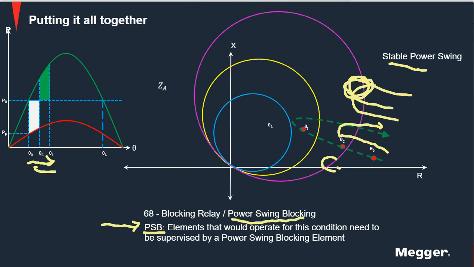Okay, so during these conditions, you want to activate something that says, okay, this is a power swing. I don't want you guys to overreact and trip and make things worse. Let's let this thing play out, and we'll see if this actually becomes a problem later.